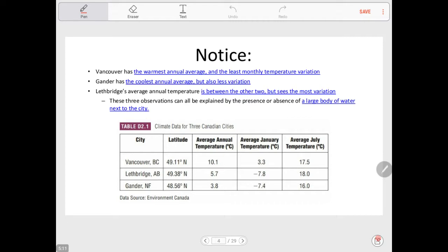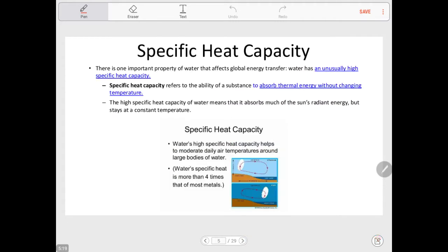They're already saying to you that the whole reason for this variation in temperature is going to be due to a large body of water. Now, in order to explain that, what we want to talk about is called specific heat capacity.